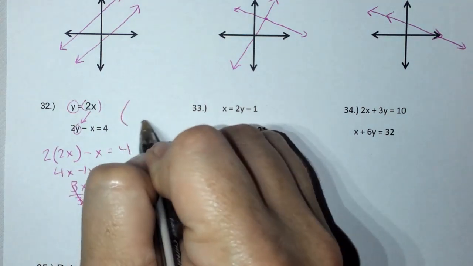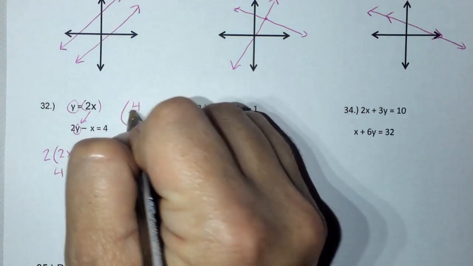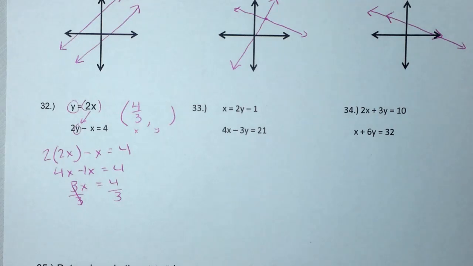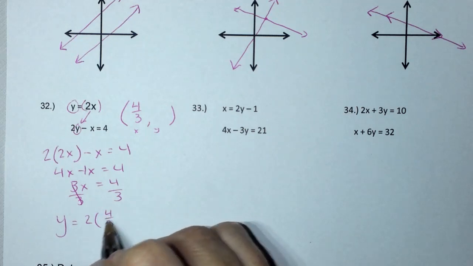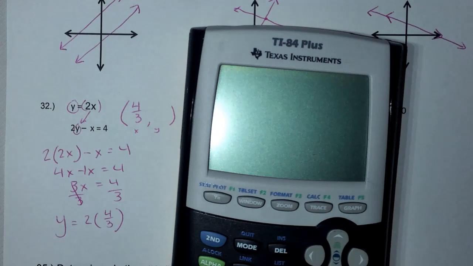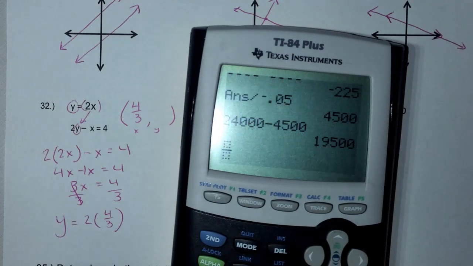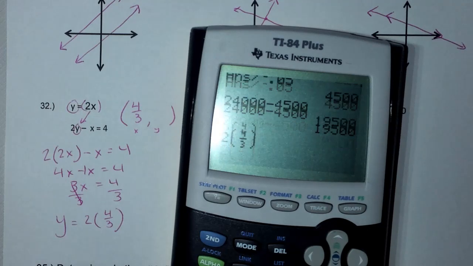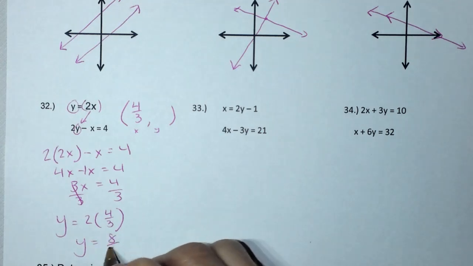So I know that that is half of my answer because my answer is going to be an (x, y). So x is 4/3. And to find my y, I can just use that. So y equals 2 times x, which is 4/3. I type it in the calculator: 2 times alpha y equals enter. And I have 8/3. So y equals 8/3.